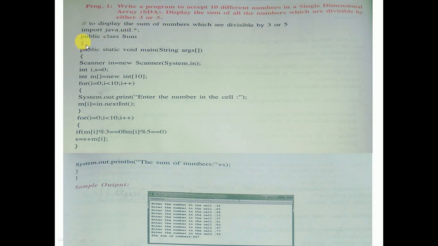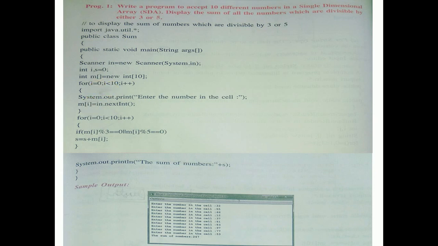So, let us see. Public class sum. Public static void main. Scanner object. See, array is declared. After declaring an array, loop starts. I is equal to 0, I is less than 10, because we want to accept 10 numbers. So, the message, enter the number in the cell. We accepted that number, m of I is equal to in dot next int. We accepted a number. Means 10 times the loop repeats. From 0 to 9 position, we accept together 10 numbers.